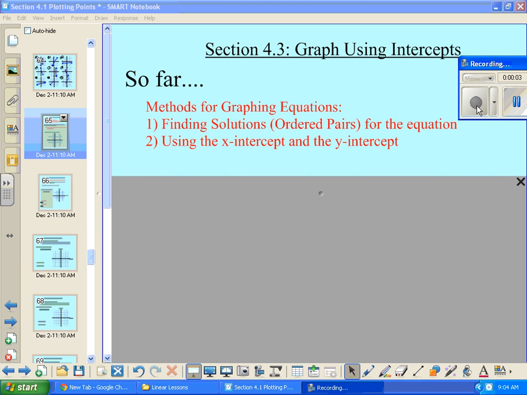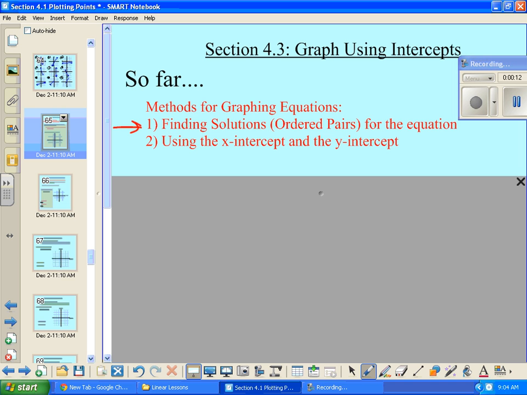Today's lesson is on section 4.3, graphing using intercepts. So far in this chapter, sections 1 and 2, we've been graphing just using this first method, which is finding solutions or finding ordered pairs for an equation. What does that look like? Well, I've told you, we've been working in class here on trying to get an equation in slope-intercept form first, and then using this method.